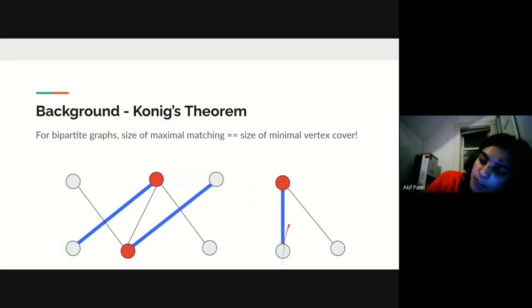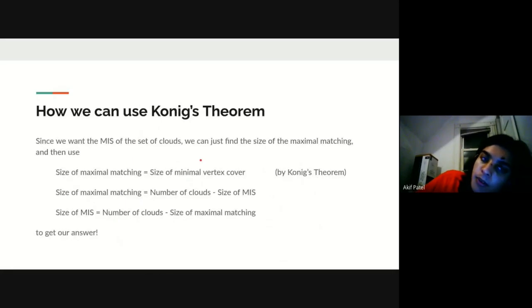So the maximal matching here is just this node to this node. And here, from this node to this node, and this node to this node, that's our maximal matching. We can't do better than two. And this also happens to be the same size as our minimal vertex cover here, two nodes. So this gives us a way to solve a problem. Since we want the MIS of clouds, we can instead find the maximal matching and use the following equalities. The size of our maximal matching gives us the size of our minimal vertex cover.